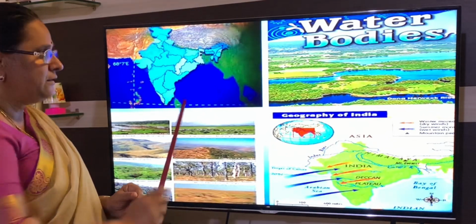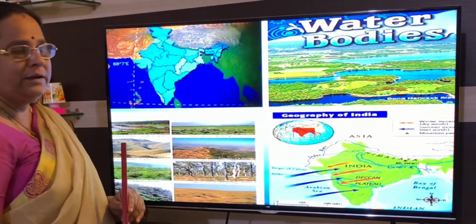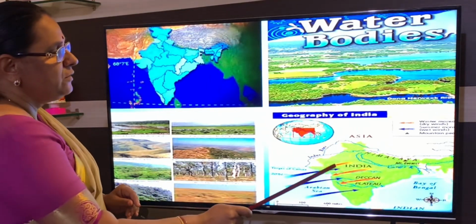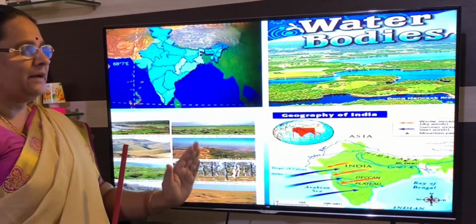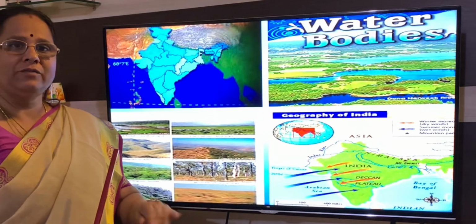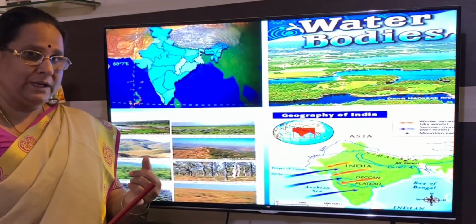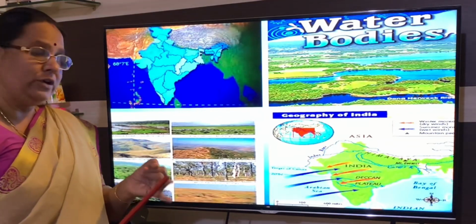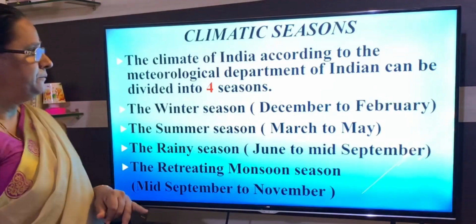So first one is location. Second one is water body. Third one is relief feature. Fourth one is monsoon wind. Is that clear, children? These are the factors which influence the climate of India. First I told you about tropical monsoon, that is, India has a tropical monsoon climate. Second I taught you the factors which affect the climate of India.